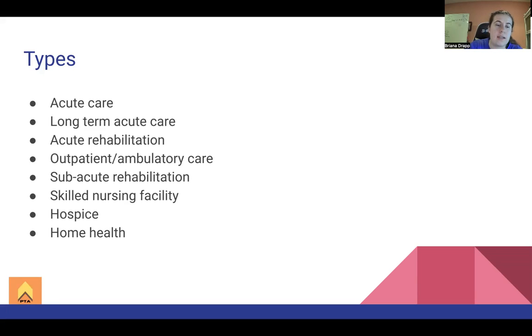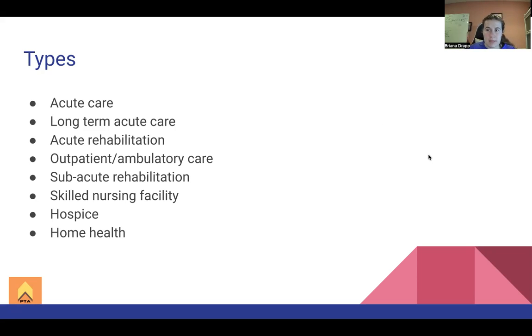Sometimes they add an H at the end. Acute rehabilitation, sometimes that's called inpatient rehab. Outpatient physical therapy is also called ambulatory care. Subacute rehabilitation, that's also referred to as a skilled nursing facility, also referred to as a nursing home, all kind of the same thing. We'll get into the specifics of what it is, because the facility is different than what kind of PT the patient is getting. Hospice care, that is pretty self-explanatory, and then home health, again, PT in the patient's home.